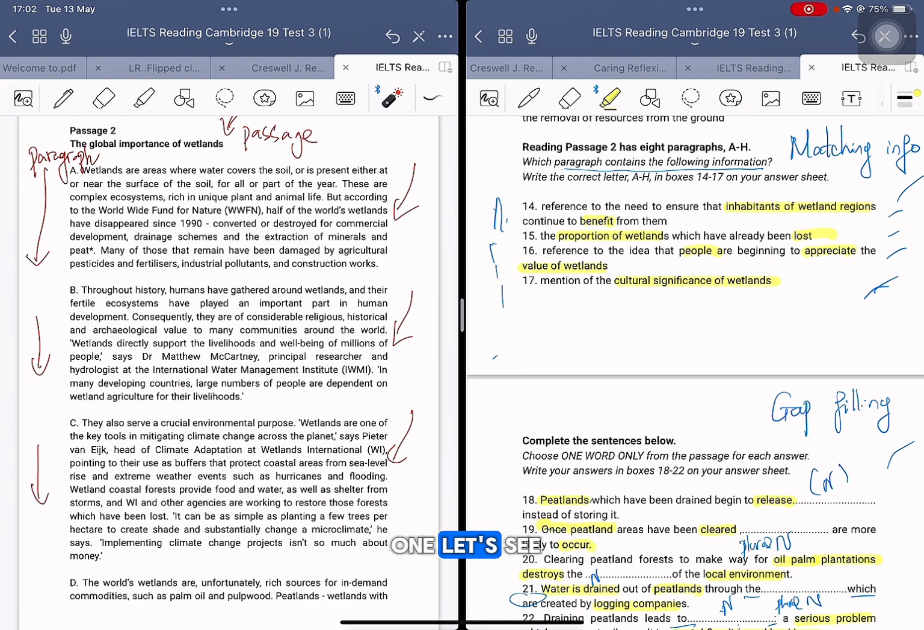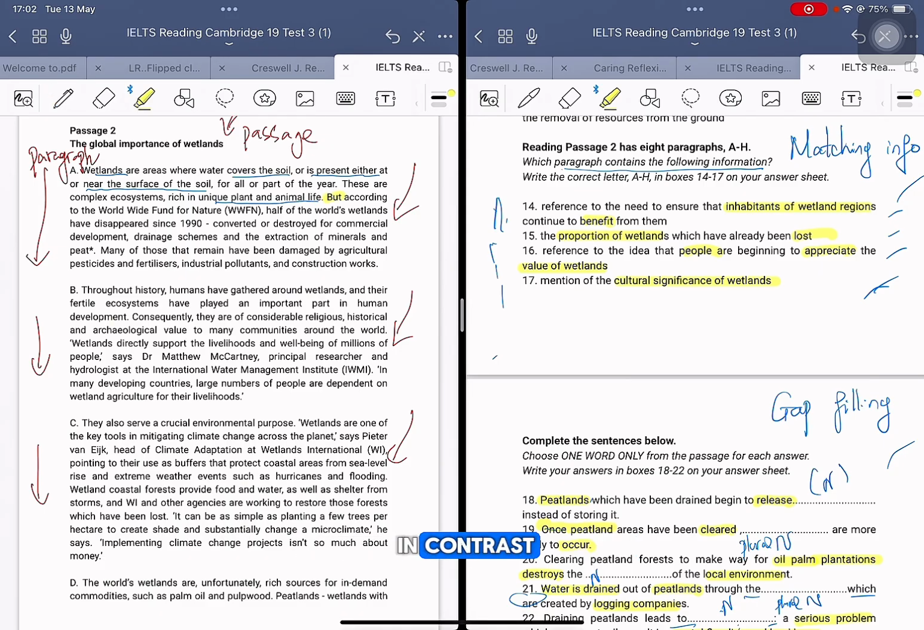So for the first one, let's see. Wetlands are areas where water covers the soil or is present either at or near the surface of the soil. They are complex ecosystems rich in unique plant and animal life. But this one is really important.